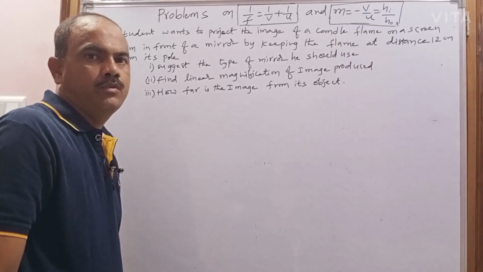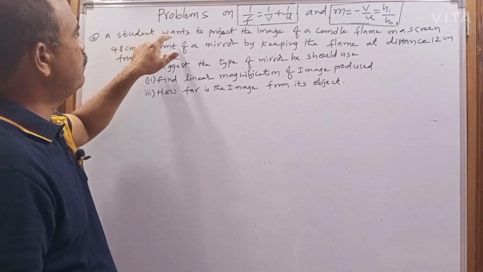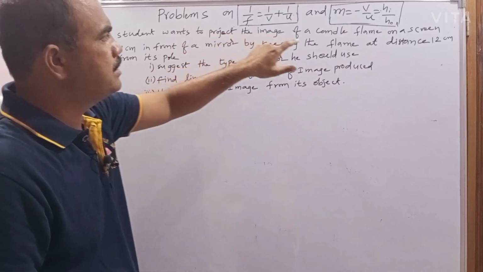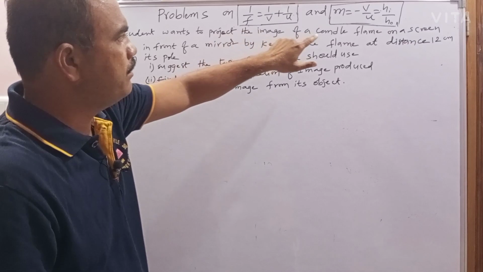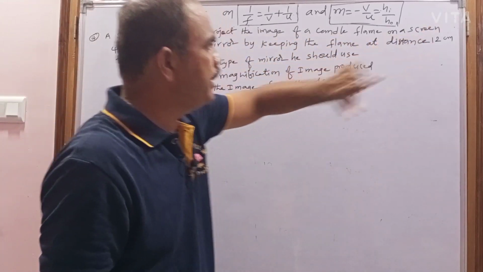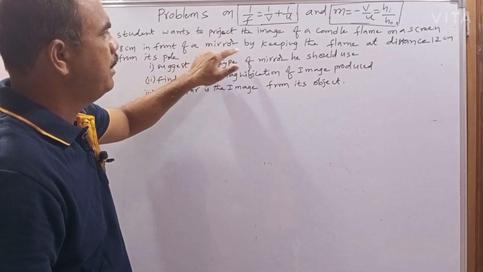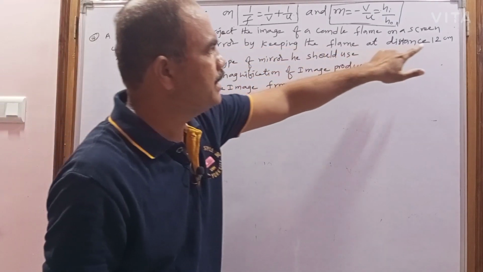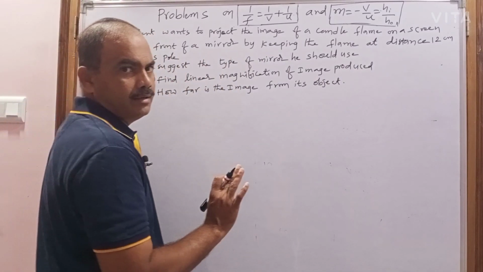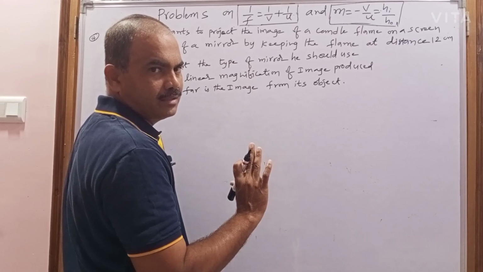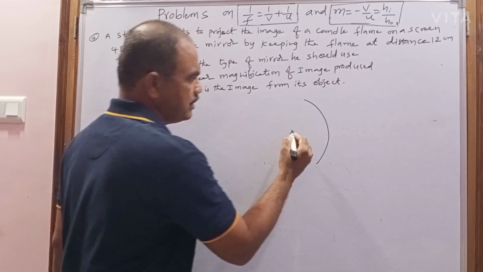Now come to the fourth problem. A student wants to project the image of a candle flame on a screen 45 centimeter in front of a mirror by keeping the flame at a distance of 12 centimeter from its pole. A mirror is given, but it may be concave or convex. That is not given, so imagine it is a spherical mirror.